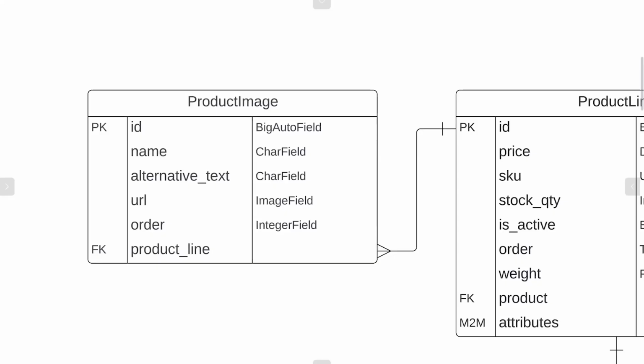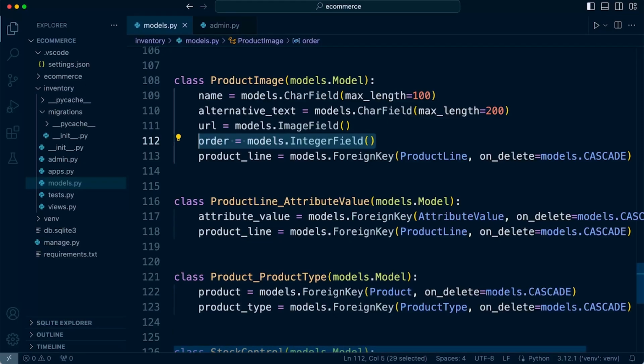Right, so product image. Let's take a quick look. ID, name, alternative text, URL, order, product line. Okay. Taking a look at the fields, they look good. I've changed the max length to 100 to 200, I think, for the alternative text.